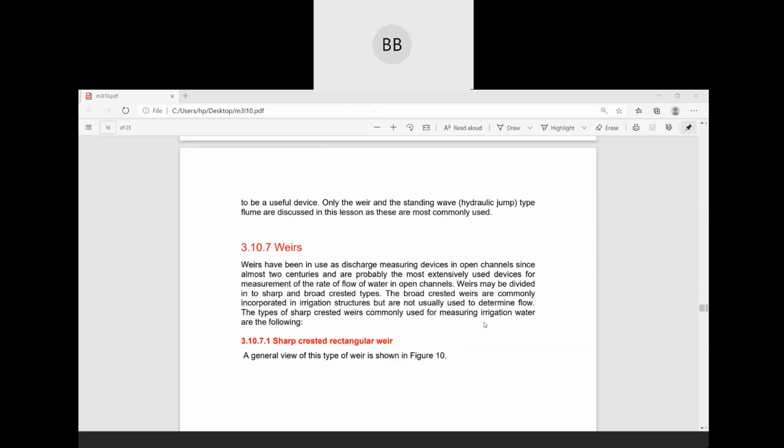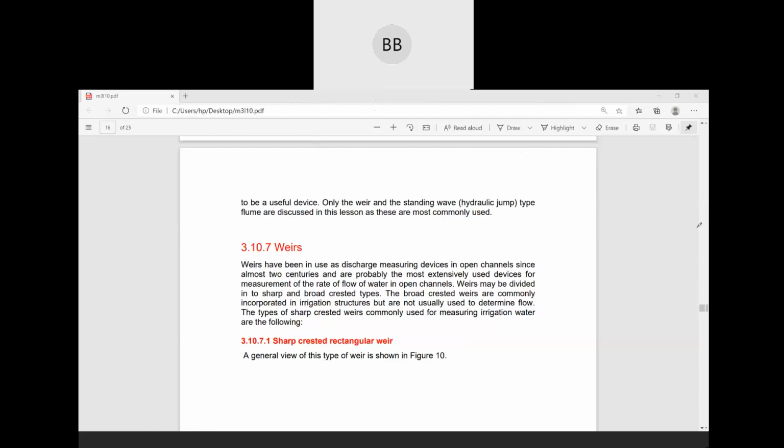So the next topic we are going to discuss is weirs. I think you have already studied weirs in the third or fourth semester. This is just a brush-up, as is there in your syllabus. So you can write down the definitions of weirs.